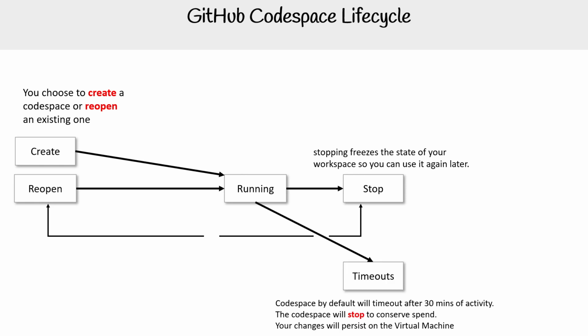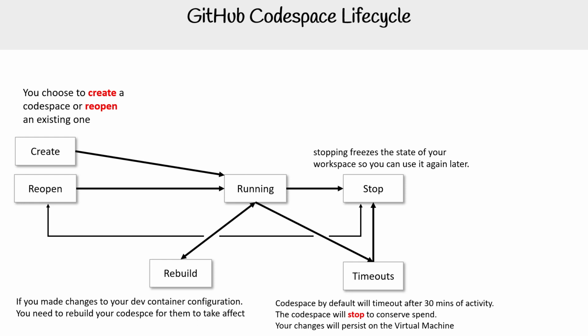Let's say our environment timed out for any reason, maybe we walked away from our computer, maybe we just forgot to turn it off, maybe we had some kind of interruption. Codespaces is going to turn off by default after 30 minutes of inactivity. It's basically the same thing as doing a stop, it's the equivalent. So this is just to keep costs low for you.